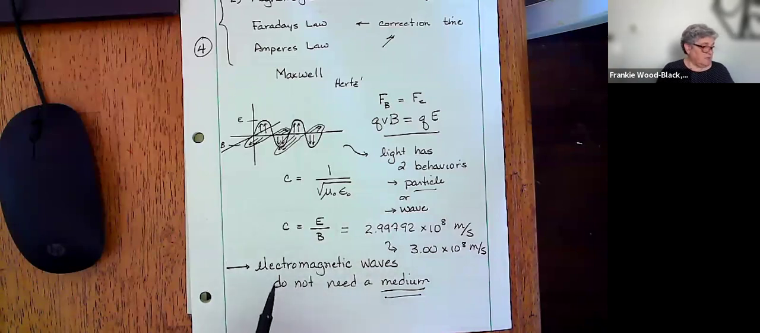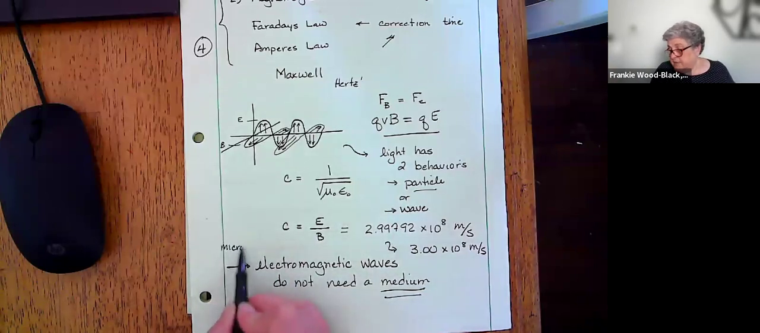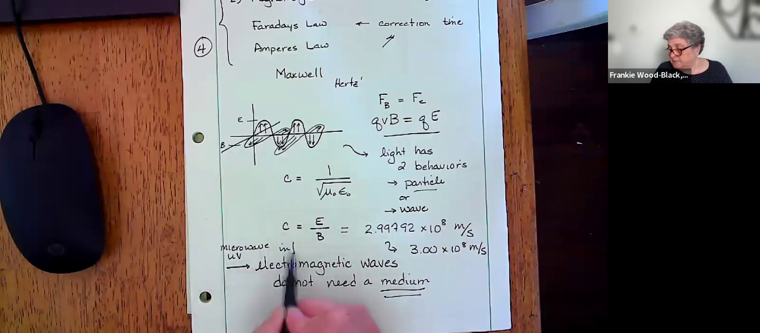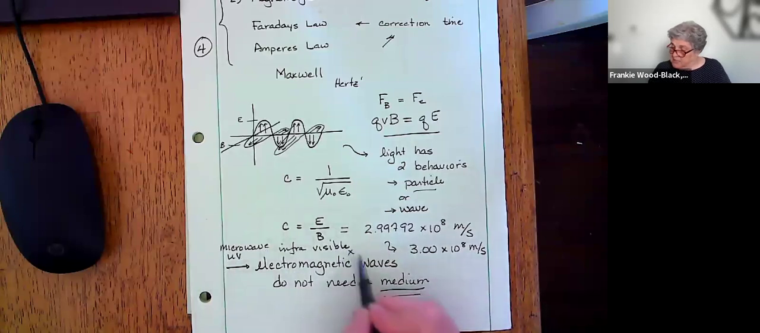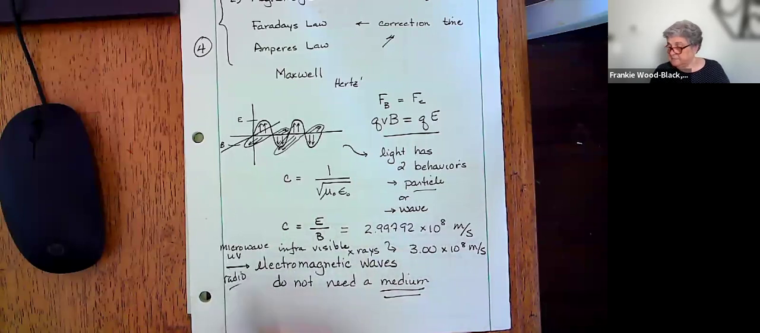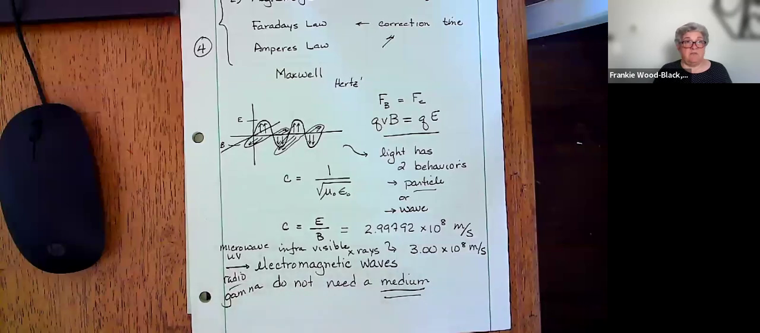So electromagnetic waves travel at the speed of light. And those can be microwaves, ultraviolet, infrared, visible, X-rays, radio waves, gamma rays. All of those are electromagnetic waves, and they're going to travel at the speed of light.